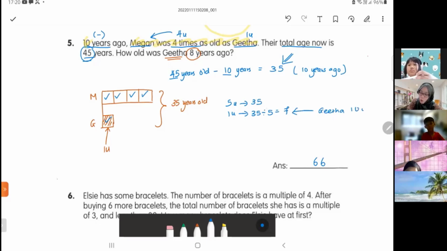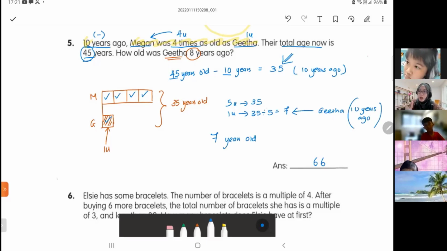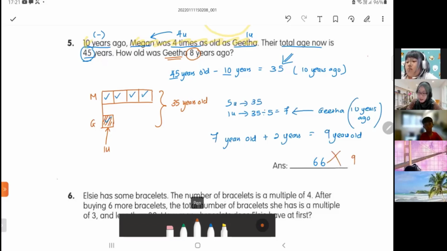10 years ago. But what the question wants is 8 years ago. Okay, so I want 8 years ago. So I must take my 7, right? My 7 years old. If I say 8 years ago, it means I need to add 2 years. Okay, with 2 years. 7 plus 2 years equals 9 years old. So the answer is 9 years old. Okay.